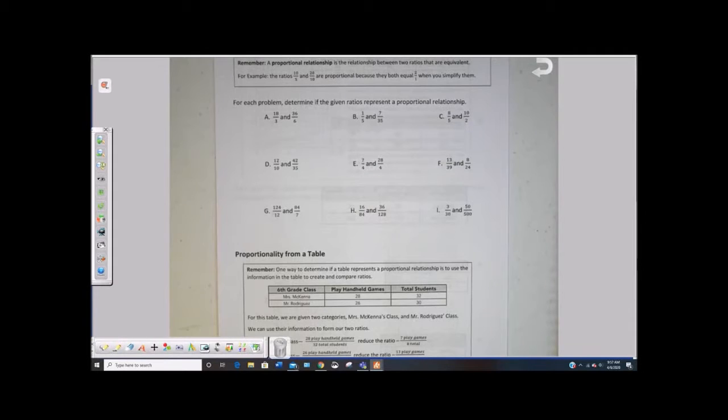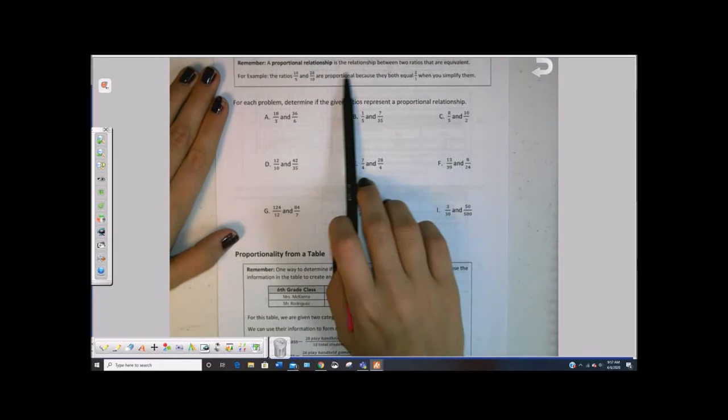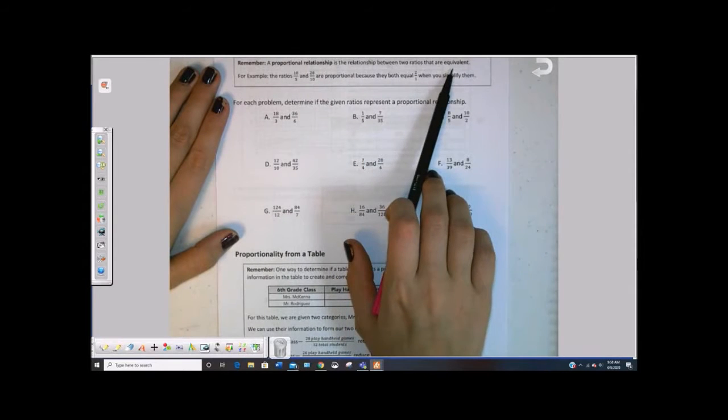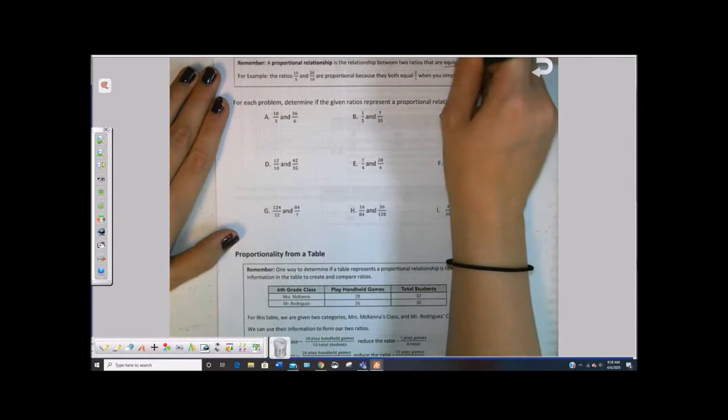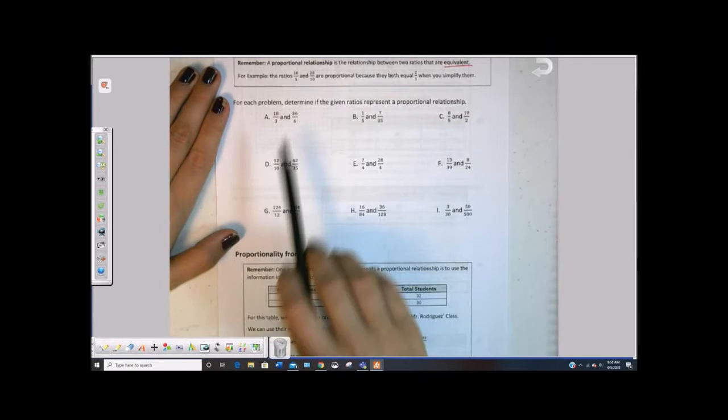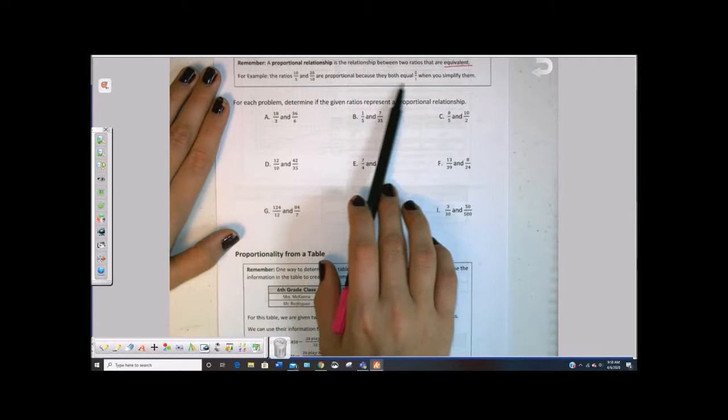This is the second packet of the district that was handed out on April 6th. And this is the first part. We're going to do the first 3 pages. The first page is about proportional relationships. Remember, equivalent means that they are equal, so they're the same.